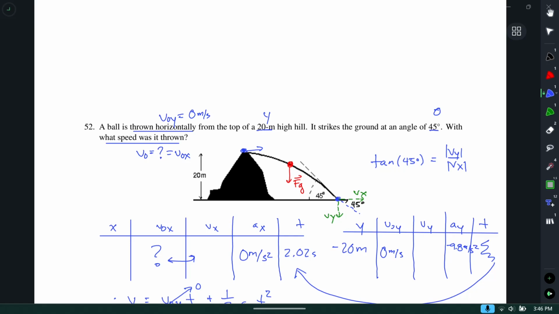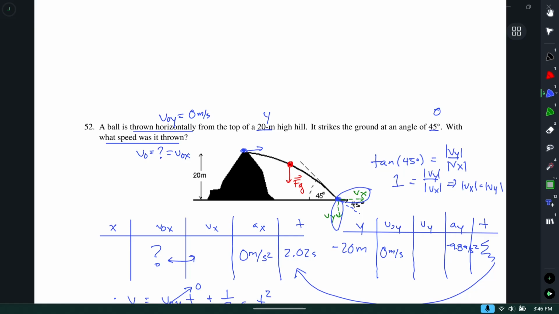What is tangent of 45 degrees? Is it 1? Yeah, it's just 1. What that's really saying is that these components, Vx and Vy, are the same size as each other. If something's hitting the ground at exactly 45 degrees, it's got just as much x velocity as y velocity, right? Because I could rearrange this to say the size of Vx is the same as the size of Vy.